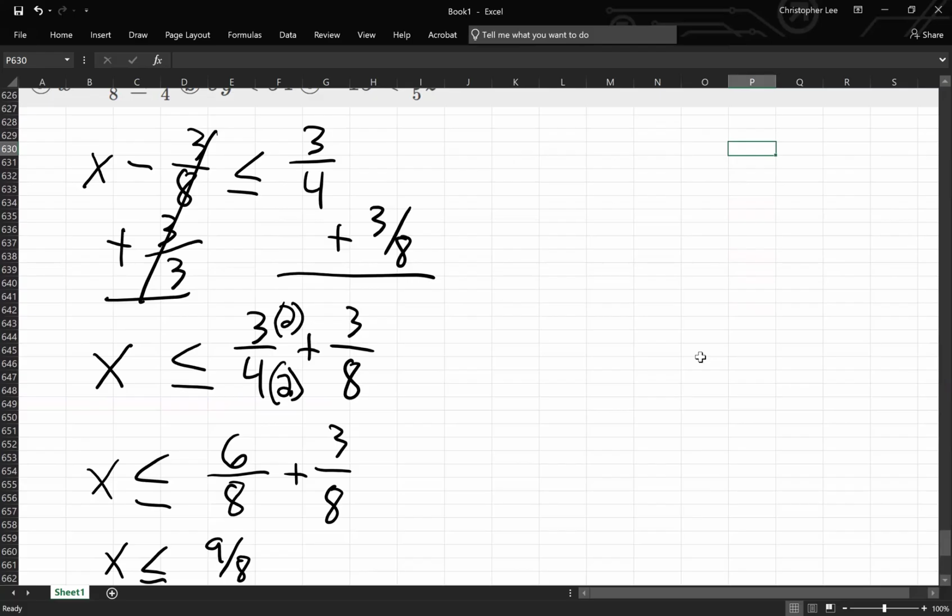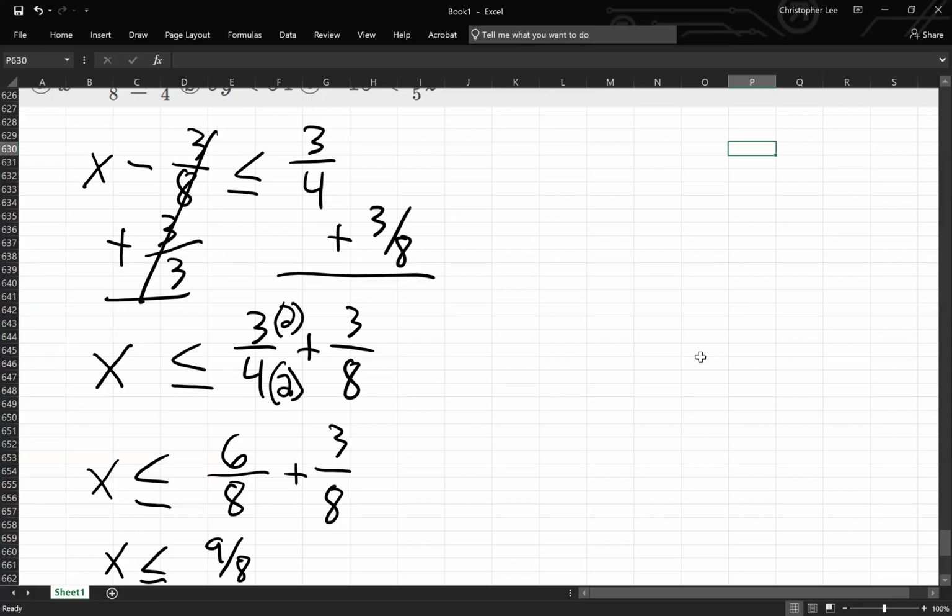Negative 3/8 plus 3/8 will just cancel out very easily. And then when we add a positive 3/8 to 3/4, that's when we have to have the same denominator. So we find the LCD. The LCD for us this time was 8. It's okay if you want to find a common denominator.